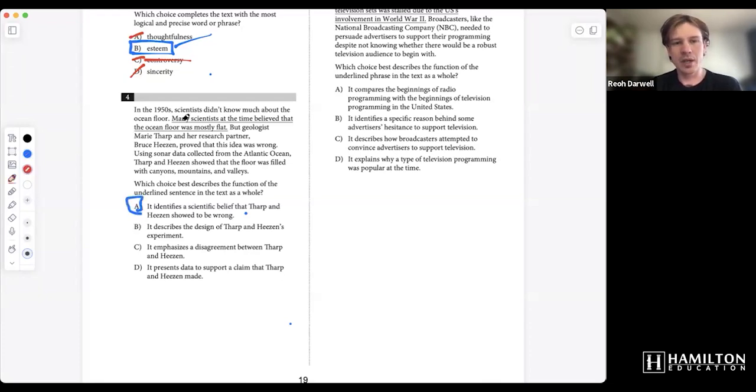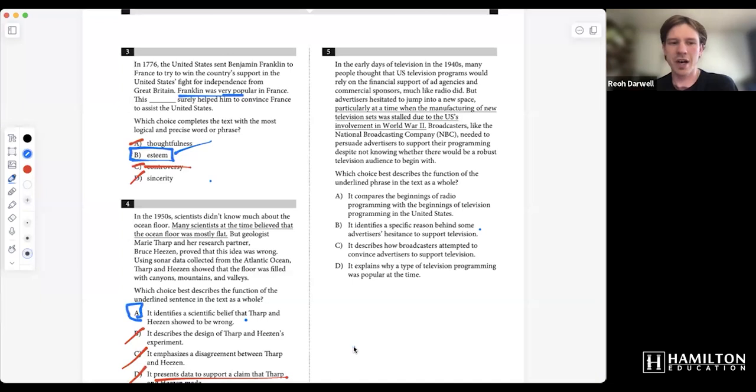Okay, is the design of their experiment that it's flat? No. Did Tharp and Heezen disagree on this? No. And no. It is a claim that they made, but the opposite, right? So they didn't make the claim that it was flat. That's what other people made at the time. Their claim was that it was filled with canyons, mountains, and valleys. So that's why we arrived at A for question four.